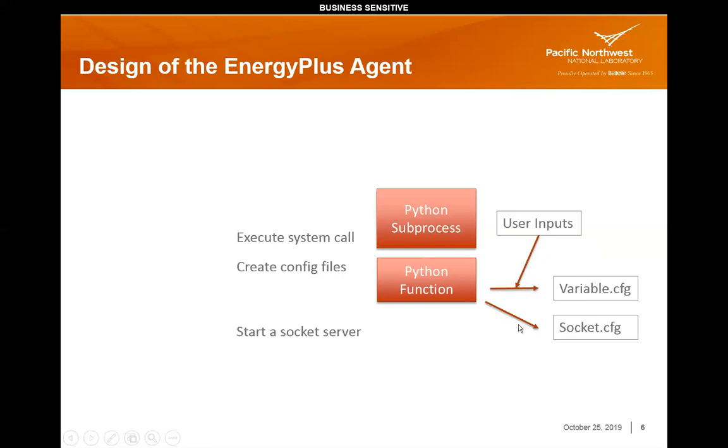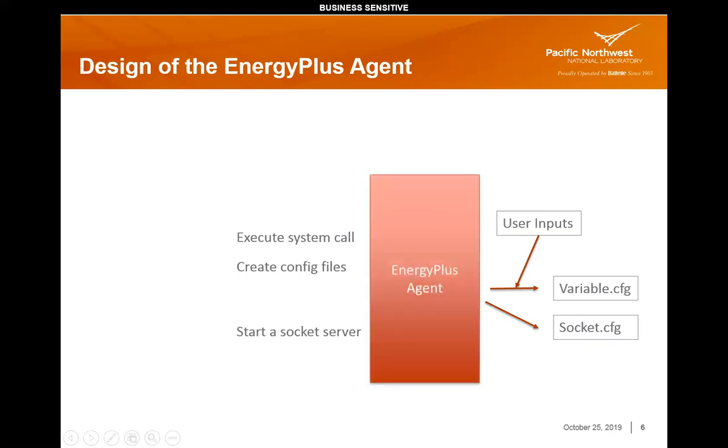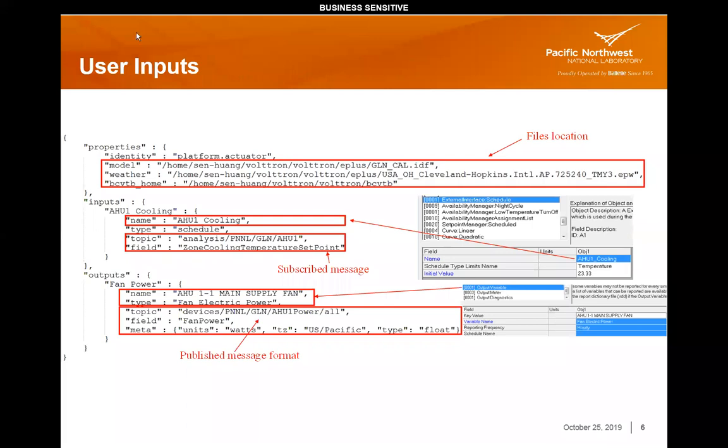And then we can also write another configuration file to define the socket connection. After that, we set up the socket with the Python socket package. And then everything will be packed into one agent called the EnergyPlus agent. And the agent is designed for generic purpose. So the only case-dependent variable will be the user input, which defines what will be the input and what will be the output. And this is really how we can define the input and output.